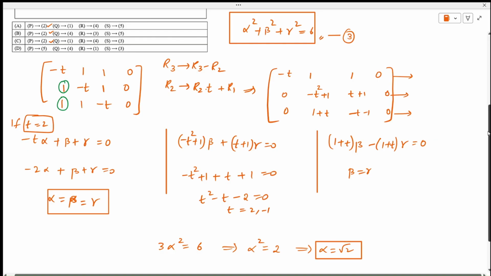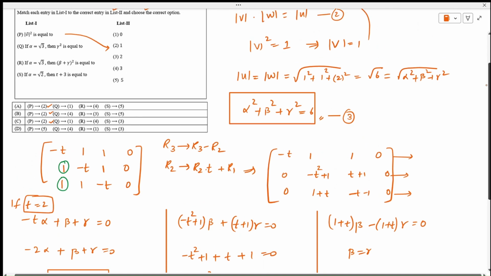So now let us look at, okay, there is a thing. So in S, alpha is equal to root 2. If alpha is equal to root 2, then t will be 2, right? So this is 2 plus 3, which is equal to 5. So S should be 5. So we get these two options. And let us check for R.